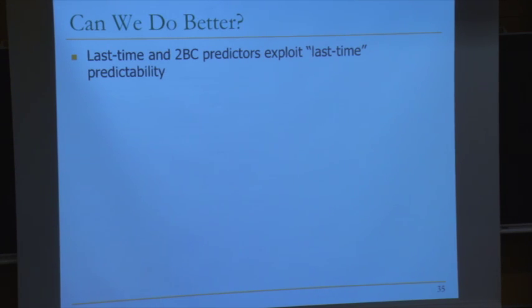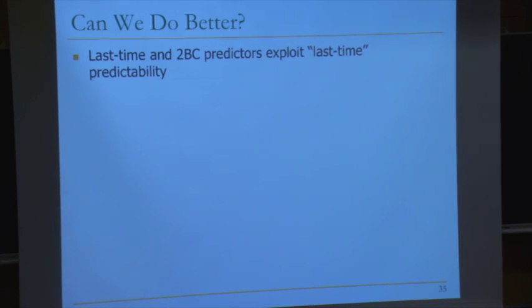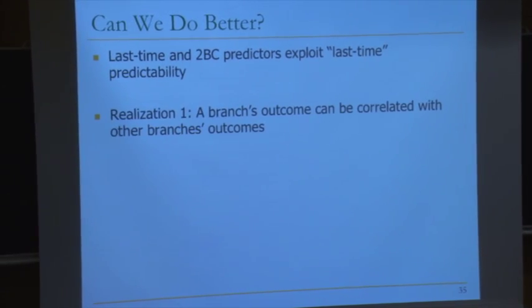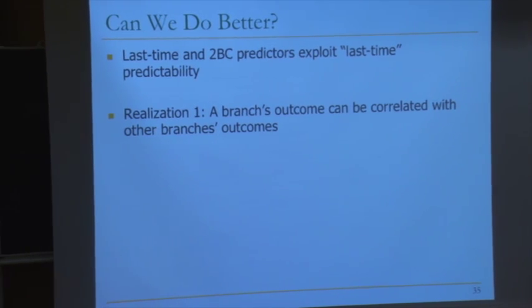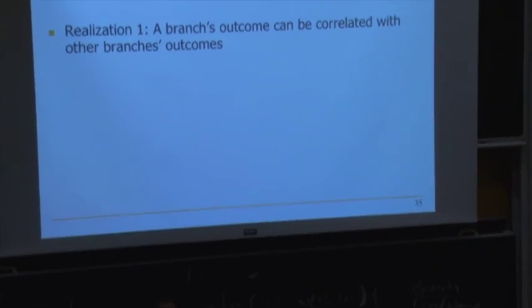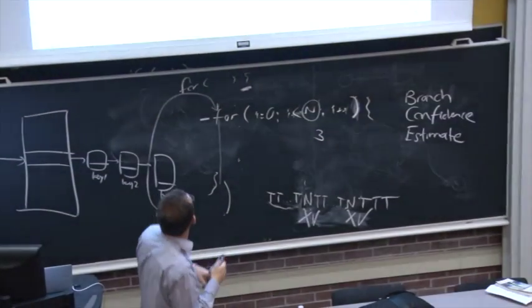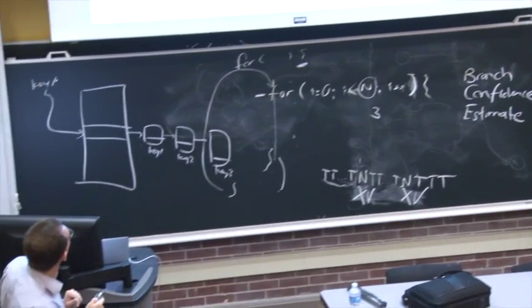And let me give you the basic ideas, and we'll take a short break, and then we're going to continue. Basically, doing better means doing something better than last time predictability. We're actually looking at last time predictability, even if you have a two-bit counter prediction. What happened to this thing last time? But people have realized 2 things. One is the outcome of a branch actually can be correlated with the other branches' outcomes. So if you look at the outcome of a branch that's here, maybe it'll indicate something about this branch. This is called global branch correlation, and we're going to take advantage of that.